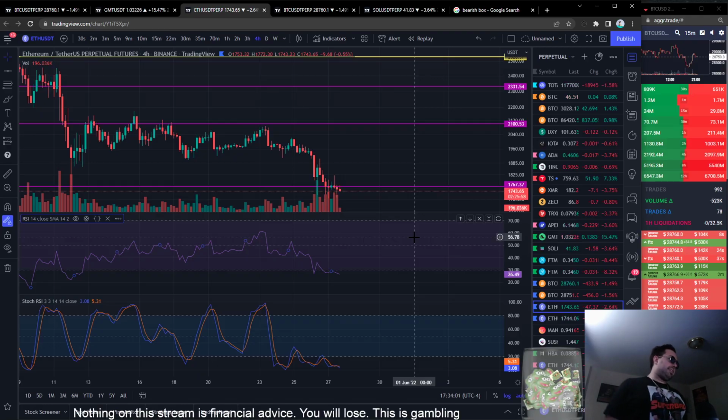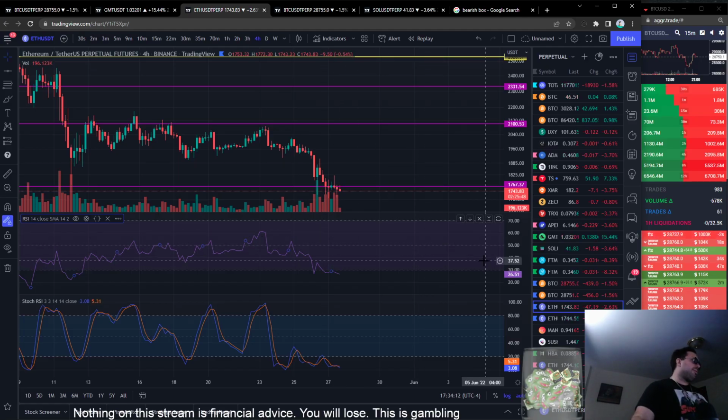So, RSI, what does it mean? And stochastic RSI, what does it mean? RSI, Relative Strength Index. For me, this is one of the most important indicators because it's trying to literally tell you how the market has been feeling. And in general, RSI above 50 is bullish. RSI below 50 is bearish.